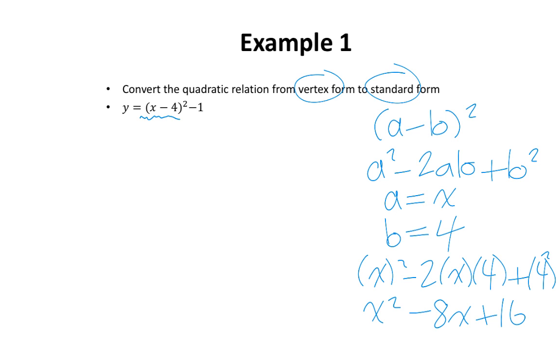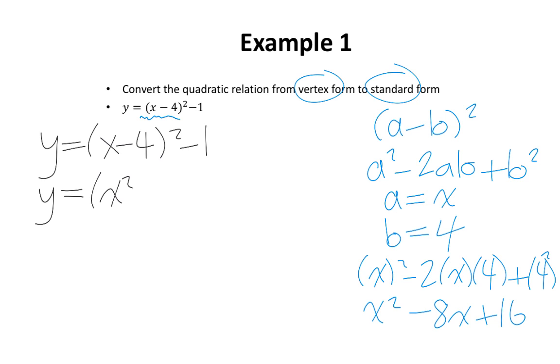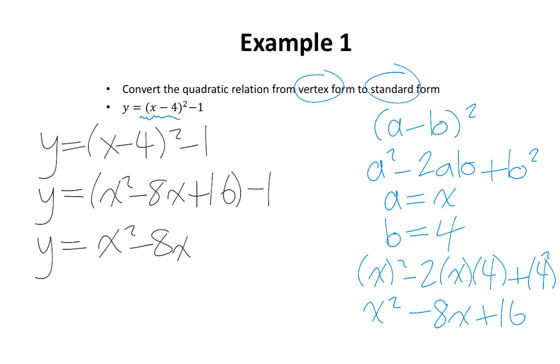Now that I've done my rough work, I'm going to rewrite the question. I'm going to replace the binomial, which has been squared, with x squared minus 8x plus 16 minus 1. At this point, you should realize that the brackets are not necessary, and you can just go ahead and collect like terms. The like terms here being positive 16 and negative 1, which will give you positive 15. Therefore, we've just converted our quadratic relation from vertex form to standard form.